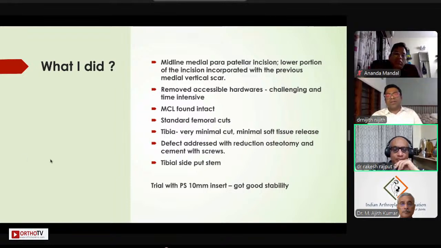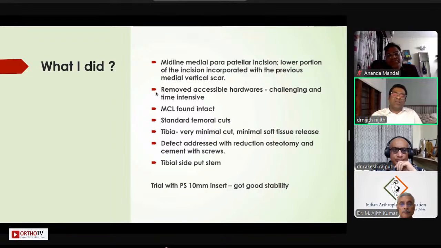Okay, so then carry on. So then what I did was I approached the knee and I tried to remove the accessible hardware. That was the medial side. Fortunately I could remove all the hardware on the medial side. I just left that endo button on the lateral side. So it was a bit time consuming, but of course I could do it.